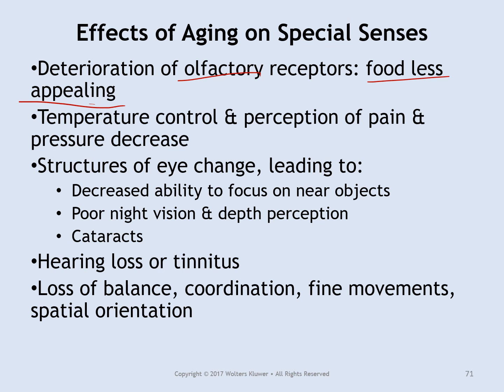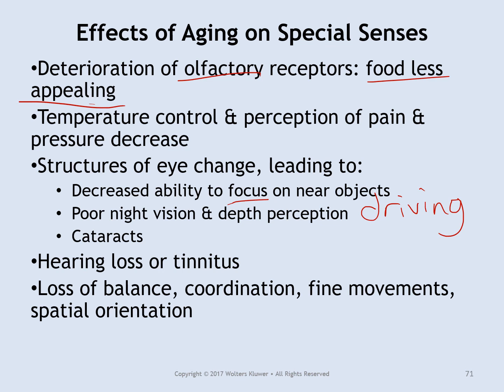Your ability to control temperature and your perception of pain and pressure will decrease, and then you'll see changes in your eye function, like a decreased ability to focus. This is, again, why older people usually need bifocals. Poor night vision, poor depth perception. This can lead to uncomfortable and awkward conversations about whether or not Grandma and Grandpa should be driving anymore.